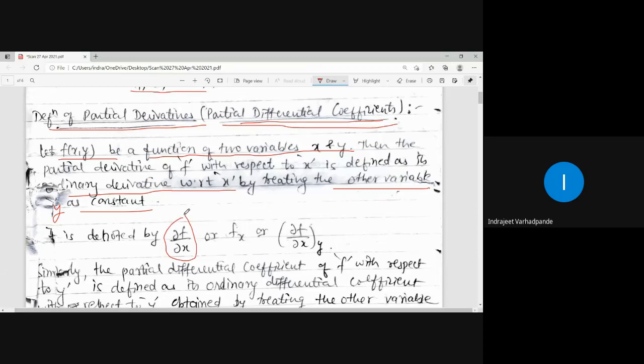Calculating del f by del x by default has the hidden meaning that y is to be kept as constant. Another notation we can use is f suffix x, or another notation is del f by del x suffix y. This shows that it is the partial derivative of f with respect to x keeping y constant. So how do you calculate the derivative? It is the normal procedure of calculating the derivative, but by treating the other variable as constant.